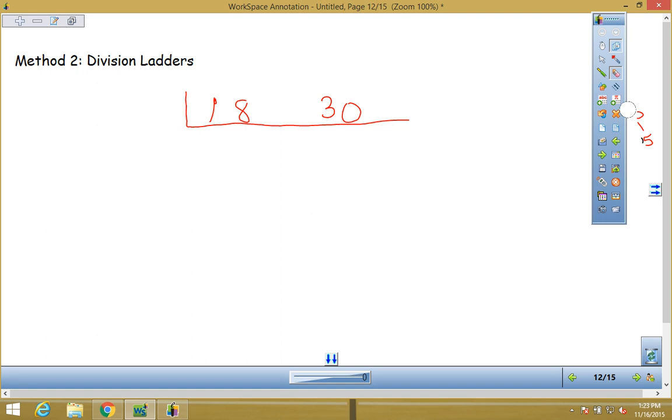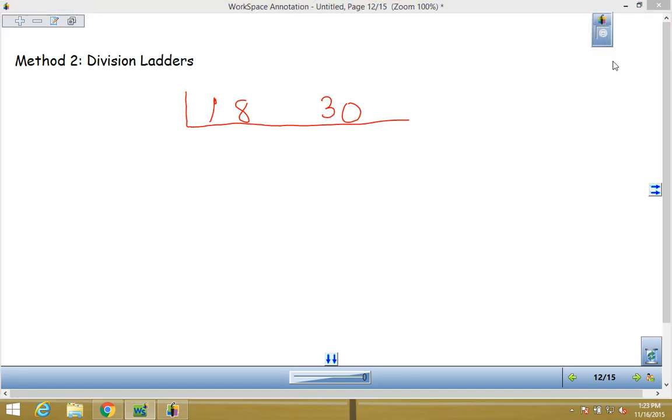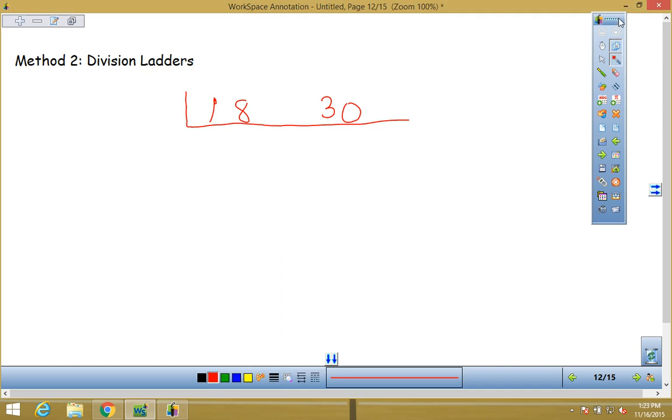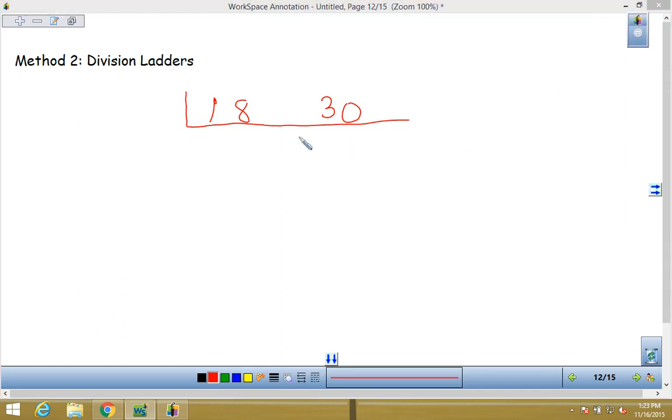So, when we're looking at this, both of these numbers are what? Even. They're both even, so we can use what? 2. We can use 2, absolutely. So, we could use 3, yes, but for right now, let's use 2.